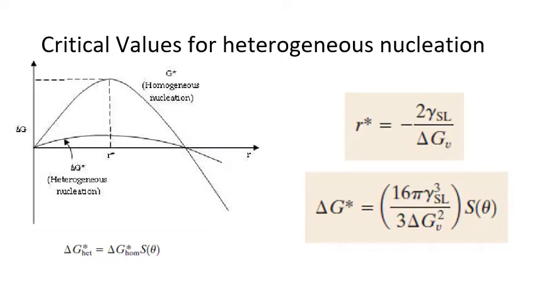Using a similar process as for homogeneous nucleation, the values for critical radius and critical free energy can be calculated. The activation free energy values for both homogeneous and heterogeneous nucleation are proportional to each other and differ by the angle theta. By this formula, it can be seen that heterogeneous nucleation takes less energy than homogeneous nucleation.